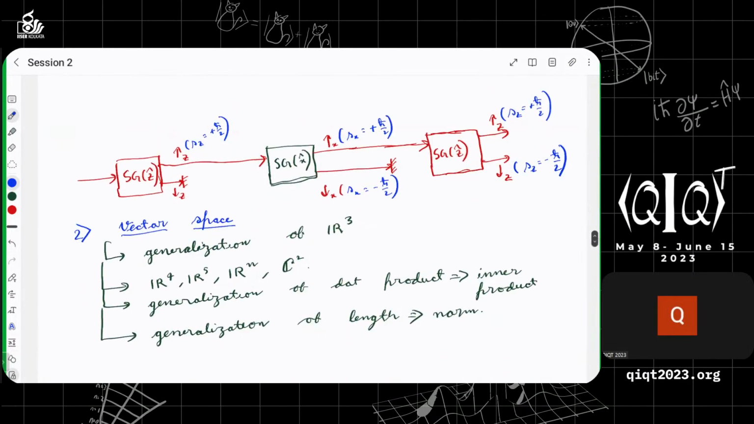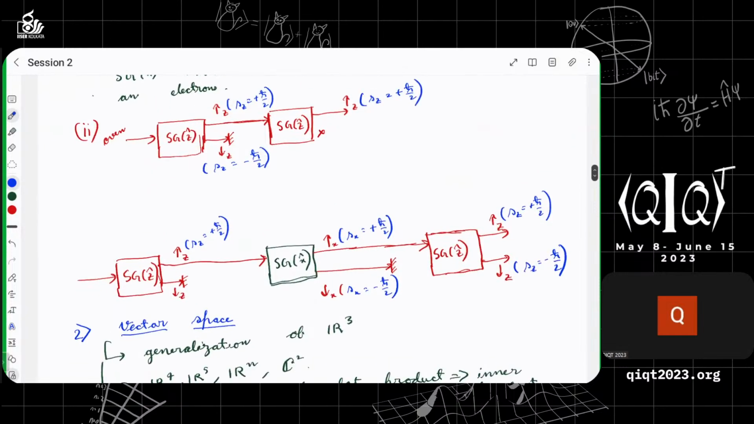In contrast to this, when we introduced a Stern-Gerlach apparatus oriented along the X direction in between the two Stern-Gerlach apparatuses in the Z direction, what we found is that instead of only the up Z output, we were getting both up Z and down Z outputs from the last Stern-Gerlach apparatus.